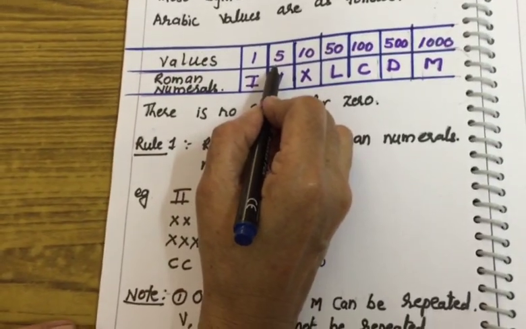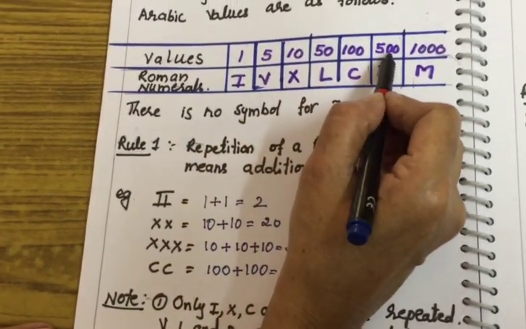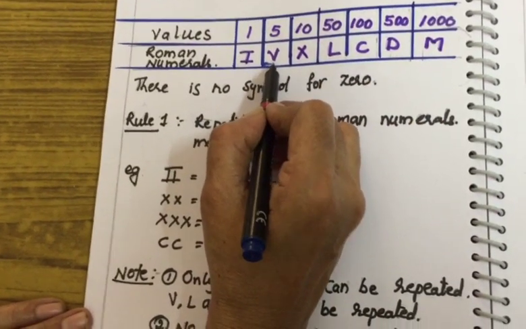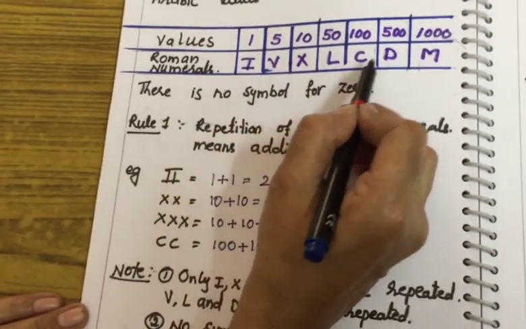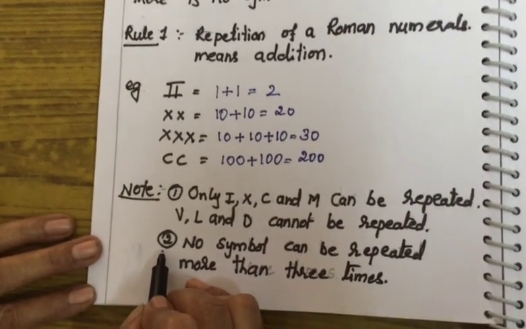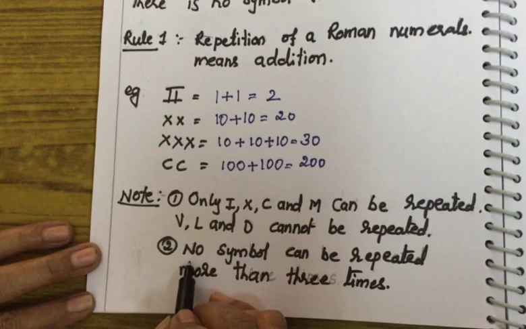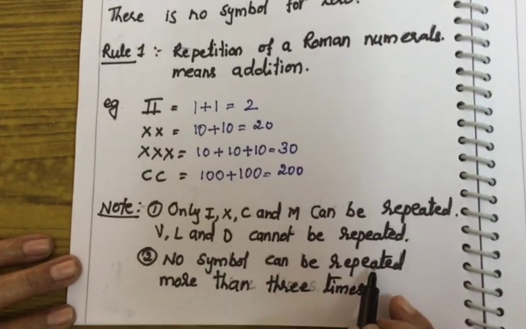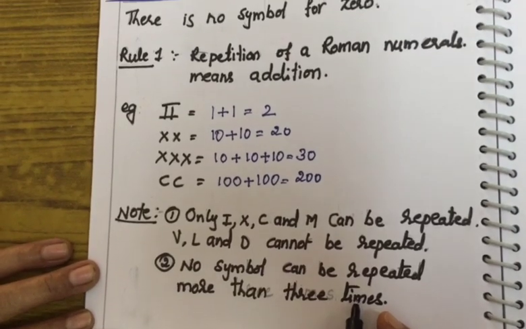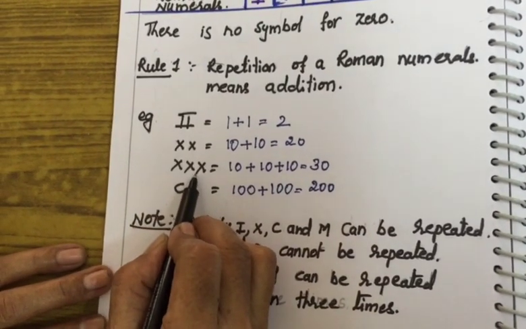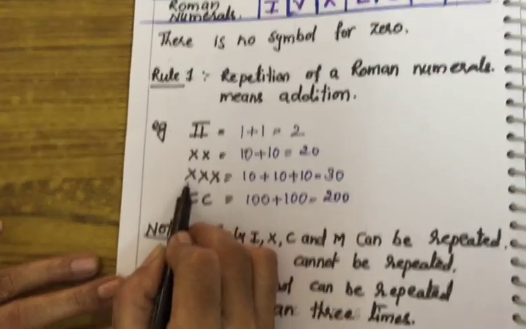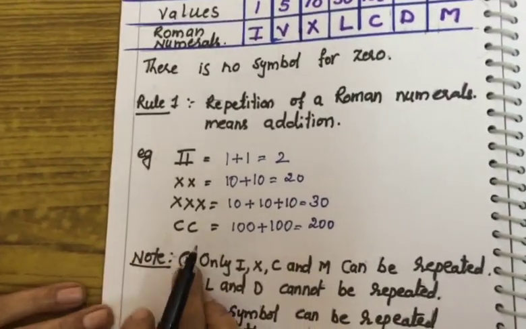Here 5 is there, here 50 and 500. Wherever 5 is there, those letters cannot be repeated: V, L, D. Keep it in mind, remember it like this. Now the second note: no symbol can be repeated more than 3 times. Here we know we can't write X, X, X, X for 40, children. Only 3 times we can repeat.